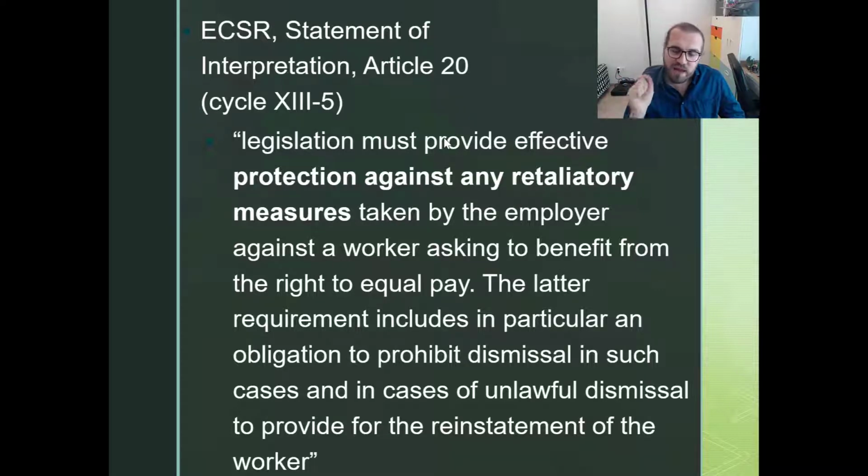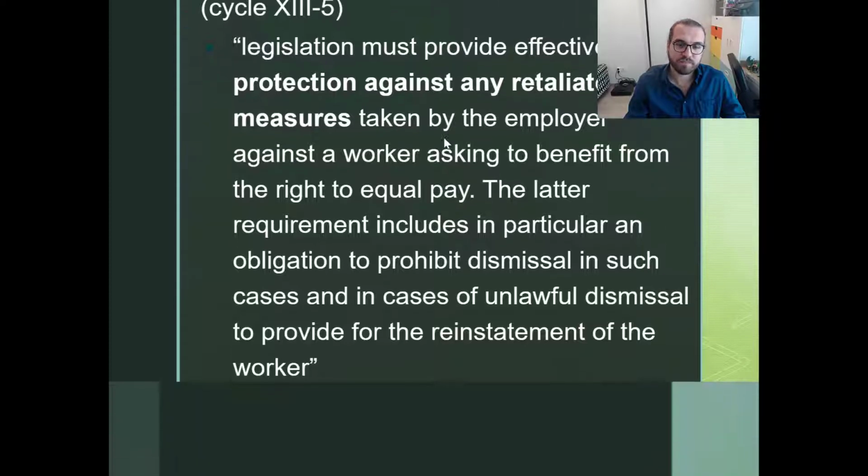And this is a very strong protection against dismissal, because the committee says, and also EU law says, that if someone is dismissed because of the action it brought for discrimination, the person should be reinstated. So it's not just monetary compensation, she should have her job back. Okay. So it's a particularly strong form of protection.